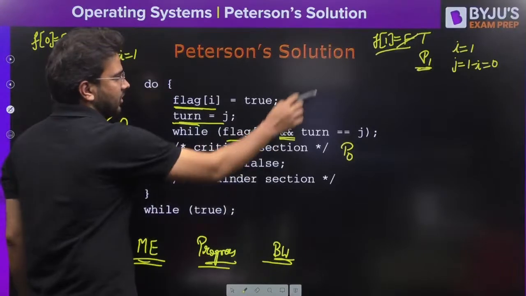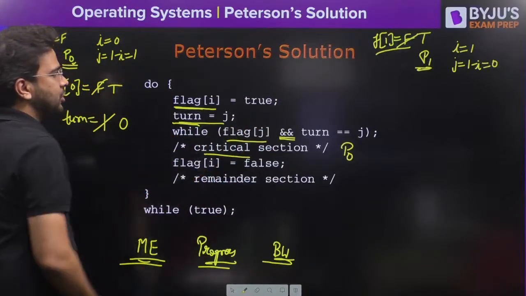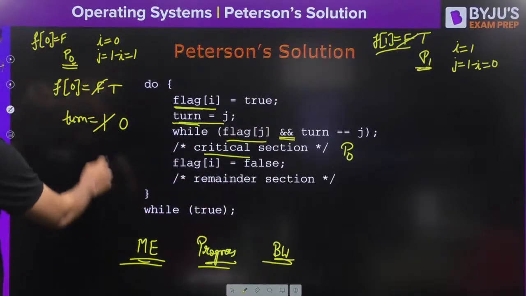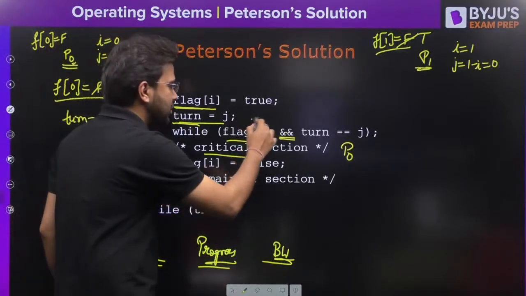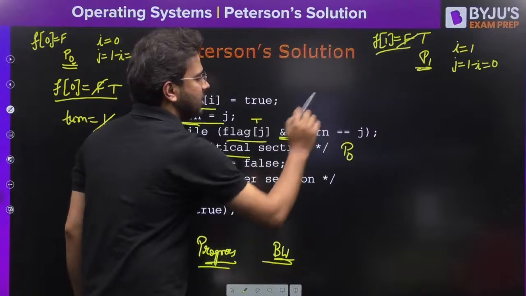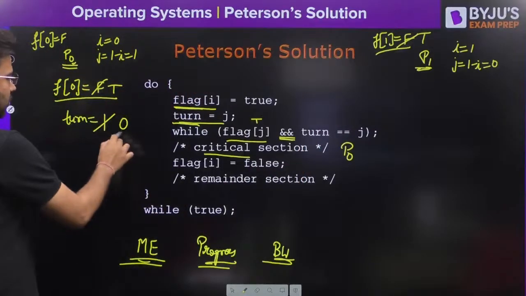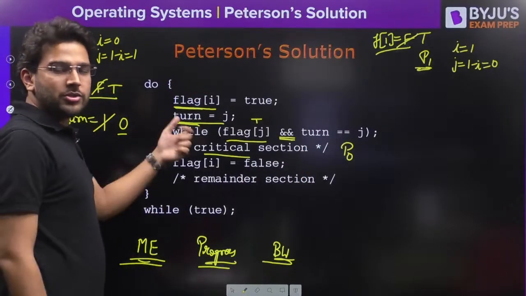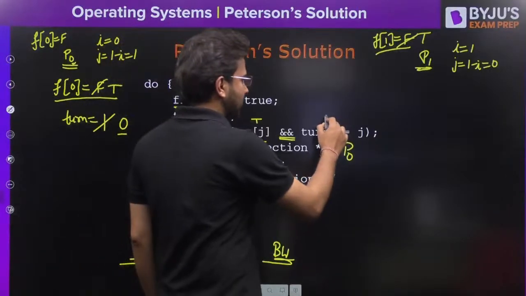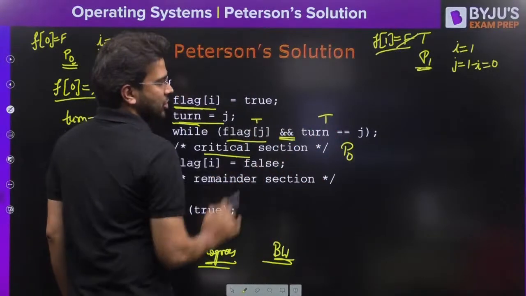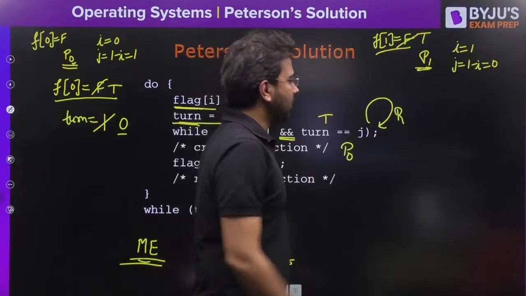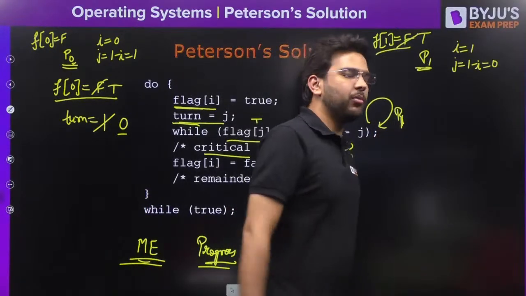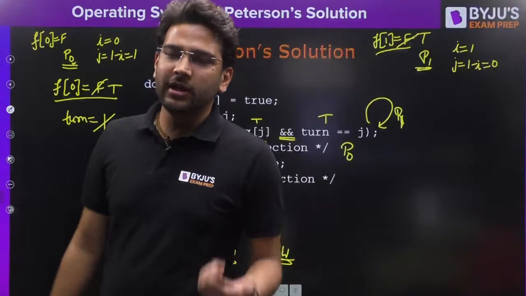While flag of j, so for j that means flag of 0. Flag of 0 is what? Flag of 0 is true here. That means this condition is true. And turn is equal to j. Yes, it is also true because j is 0. So turn is equal to j, this is also true. Both the conditions are true. Busy waiting will be done by this P1 process. It will keep on doing busy waiting now.